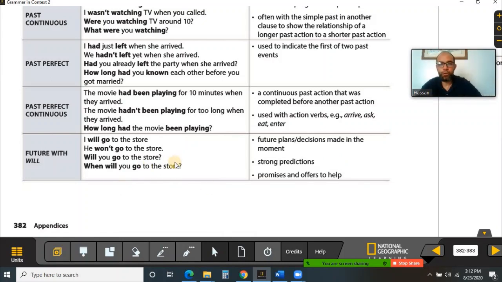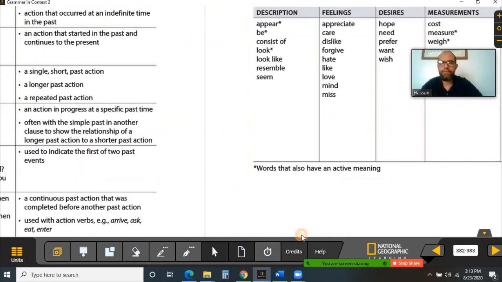Will you go to the store? Okay, when will you go to the store? Let's say I have a strong prediction that it is going to rain, so I should say it will rain tomorrow. This is a strong prediction about something that will happen or take place in the future. And also for promises and offers to help, we use the future. I will help you. Okay. Yeah, I hope this is enough for the future.